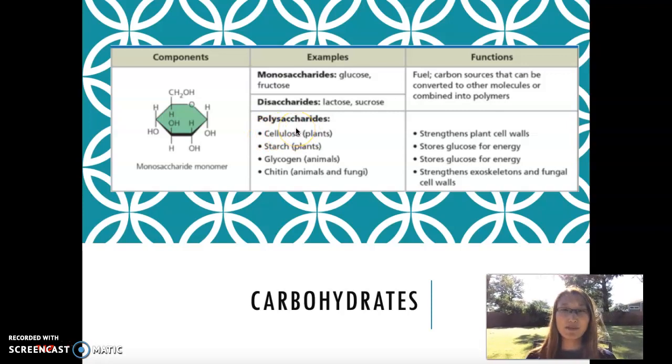Cellulose, which makes up the plant cell wall. Starch is stored in plants, but we also eat starch ourselves as humans. Glycogen is how sugar is stored in our body. We'll take a look at the pictures of that later on. And then we have chitin, which is the exoskeleton, or the hard skeleton of insects, has chitin in it. And then fungi's cell wall is also made out of chitin.